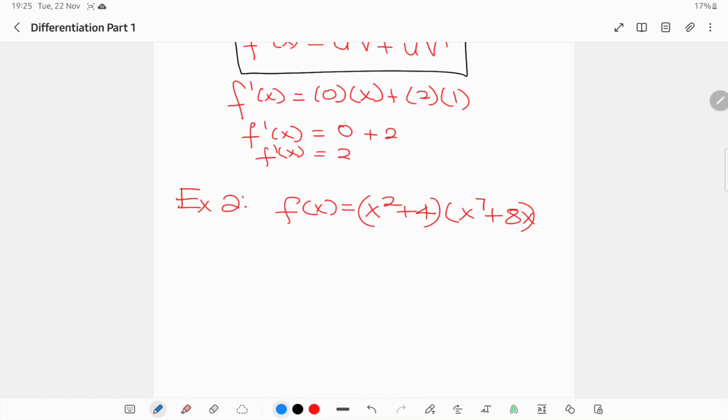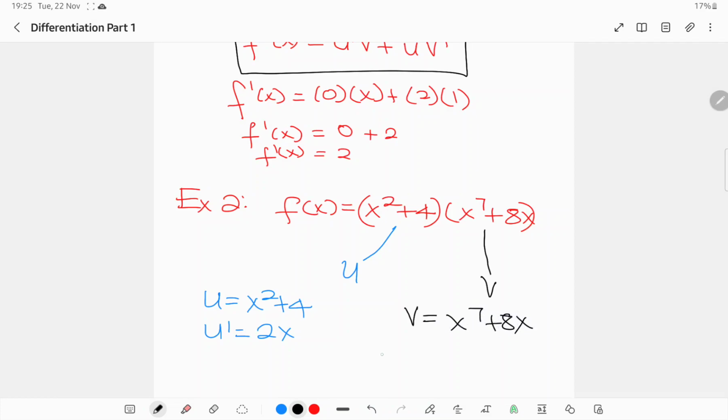In this case, we have two functions multiplied together. We can take the first one to be our u and the other part to be our v. Our u is equal to x squared plus 4, and our u prime is 2x. Our v is x to the 7 plus 8x, and our v prime is 7x to the power 6 plus 8.